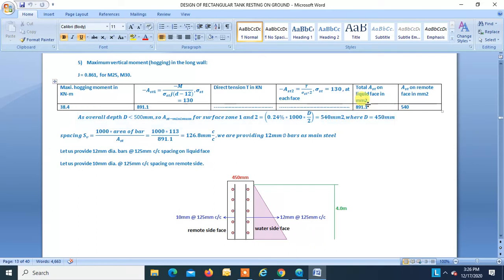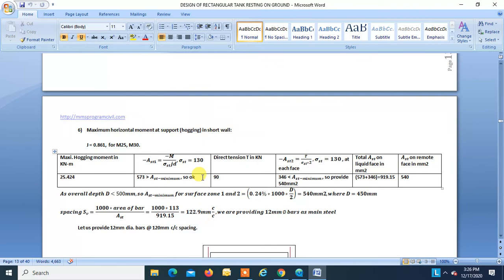So for 891.1, the spacing found is 126.8 when we are using 12 dia bar. So we will provide 12 dia at 125 center to center on liquid face. So this is our main steel for the cantilever action. And on the other face you will provide the minimum steel, that is 540 required. So that is 10 at 125 center to center. So this is how we found the horizontal and vertical steel for the long wall.